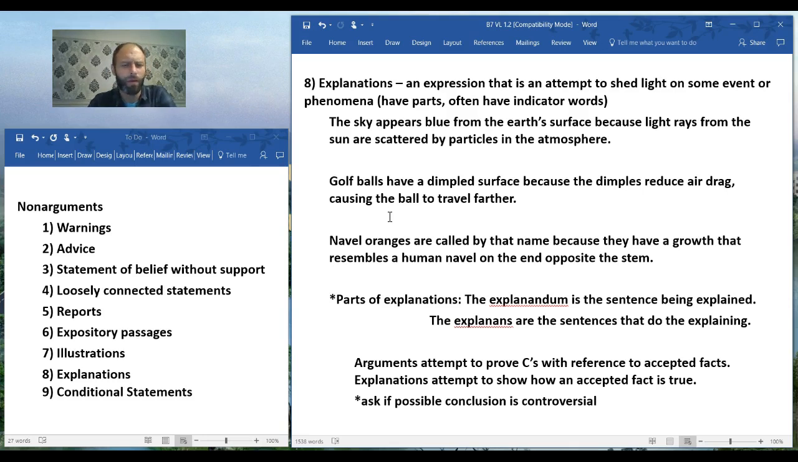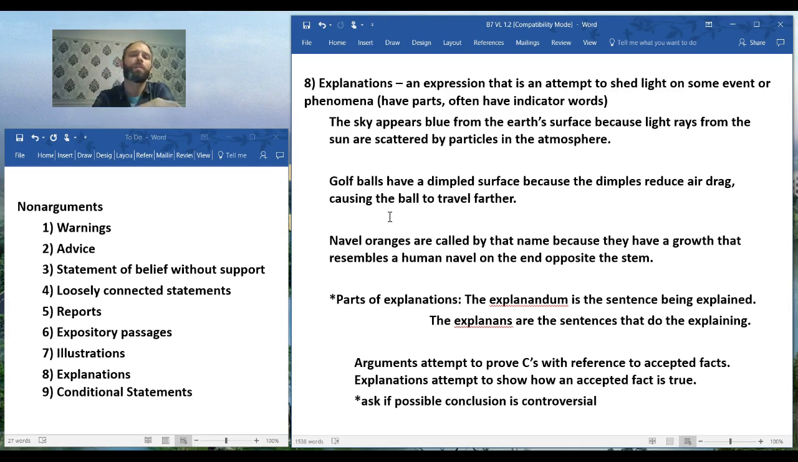But then we would look at the conclusion and ask ourselves, is that what I take to be the conclusion at all controversial? Navel oranges are called by that name. So essentially, navel oranges are called navel oranges would be our conclusion. I can't think of anything less controversial than that. So this definitely cannot be an argument. It's got to be an explanation explaining why navel oranges are called navel oranges because of the resemblance to a human navel.